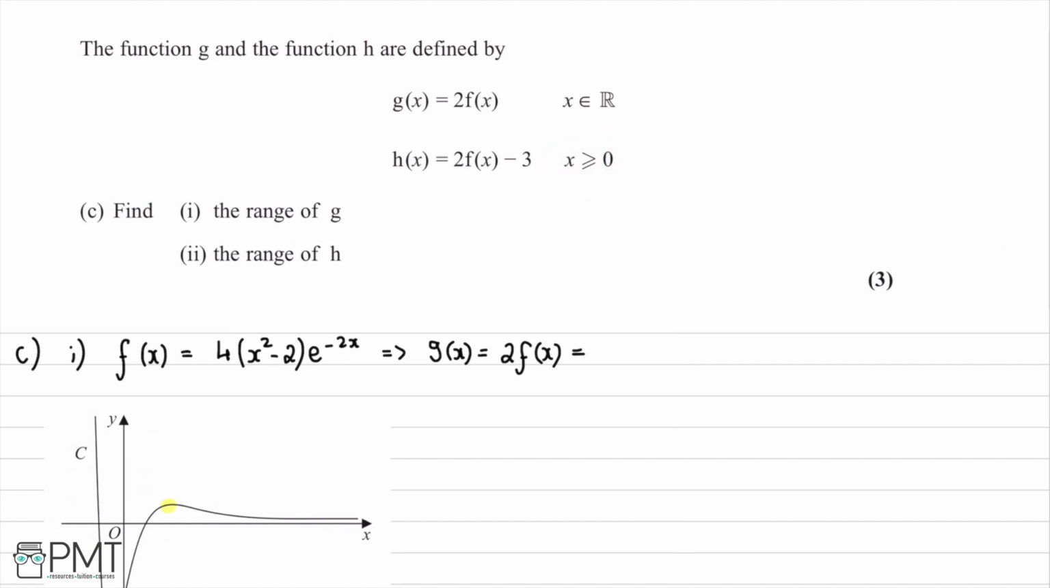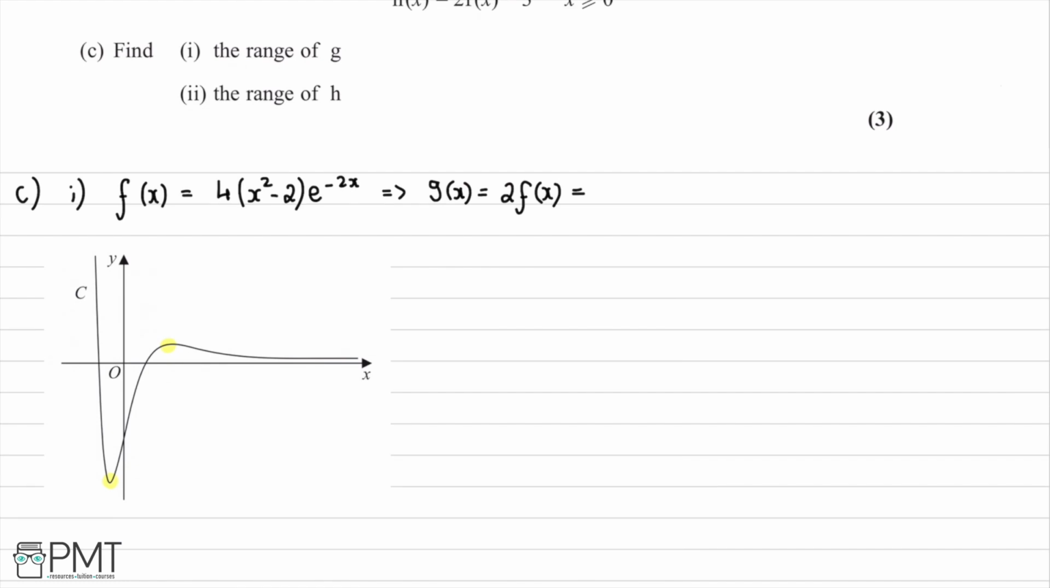In part C1, we're asked to find the range of g. So we have to think, what is the function g of x going to be? It's going to be 2 lots of f of x. We know f of x here. So this means that g of x is going to be 8 lots of (x squared minus 2) multiplied by e to the negative 2x. Why 8? 8 comes from 2 multiplied by 4. So we need to have a think about what the range is, and the range is going to be the output of our function.